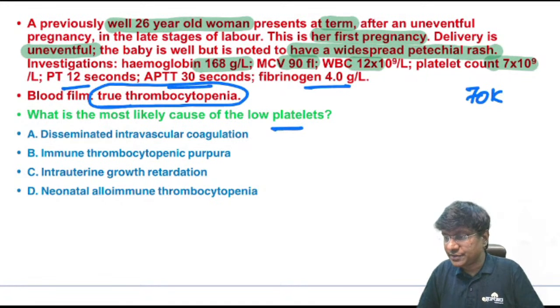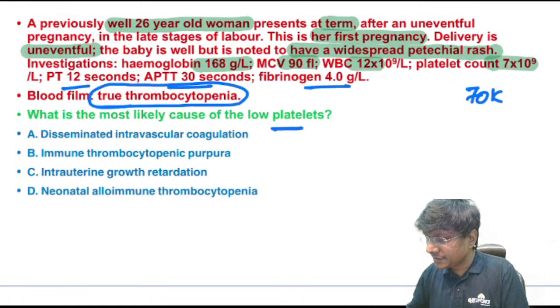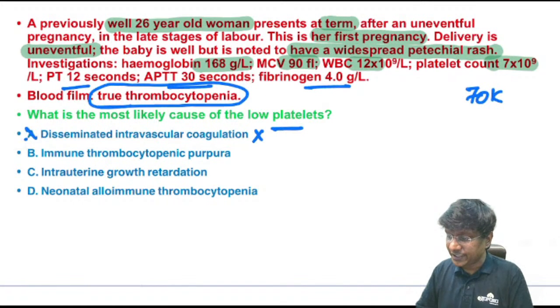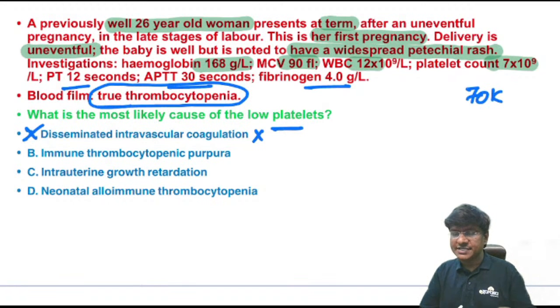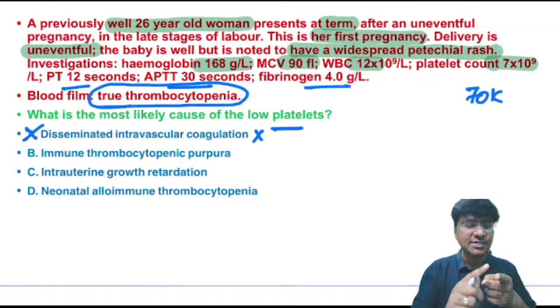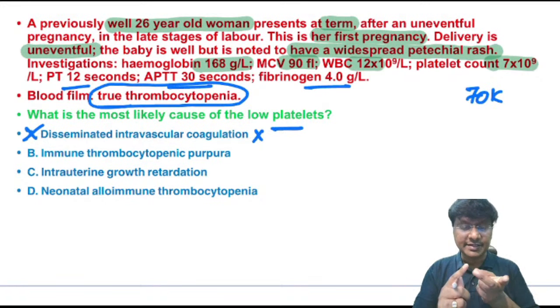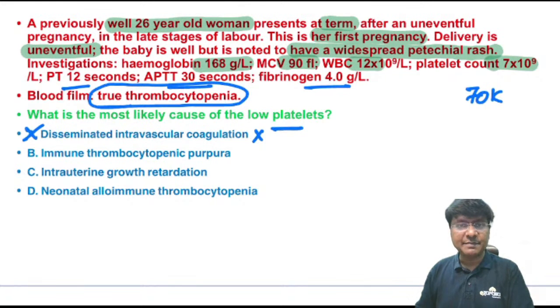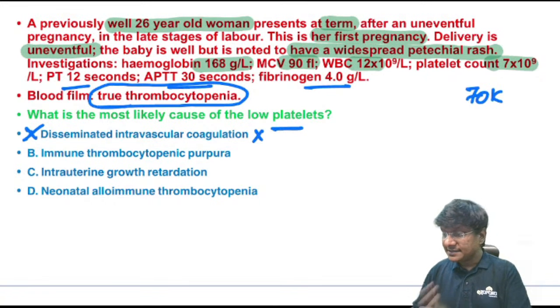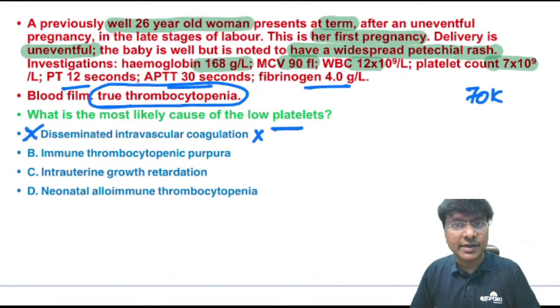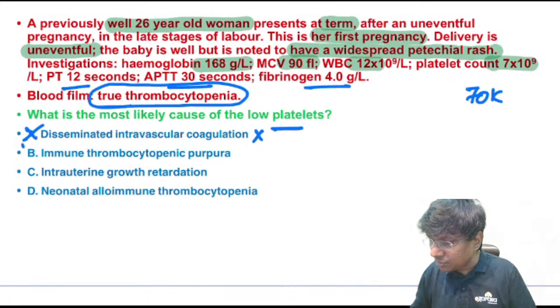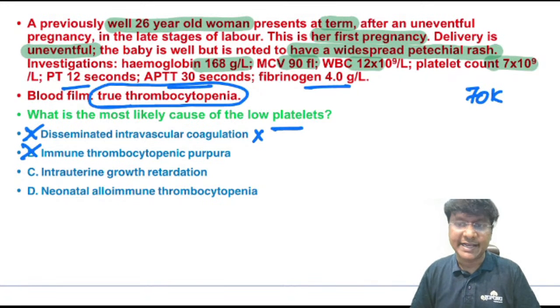Right. So what do you think is the correct answer here? No, Teja Kumar, it is not disseminated intravascular coagulation at all. What did I tell you? Just now we discussed that in disseminated intravascular coagulation, prothrombin time is elevated, APTT is elevated, and fibrinogen levels are reduced. In our patient, the baby has everything normal: PT normal, APTT normal, fibrinogen level normal. That will rule out disseminated intravascular coagulation, and that will also rule out immune thrombocytopenic purpura as well.